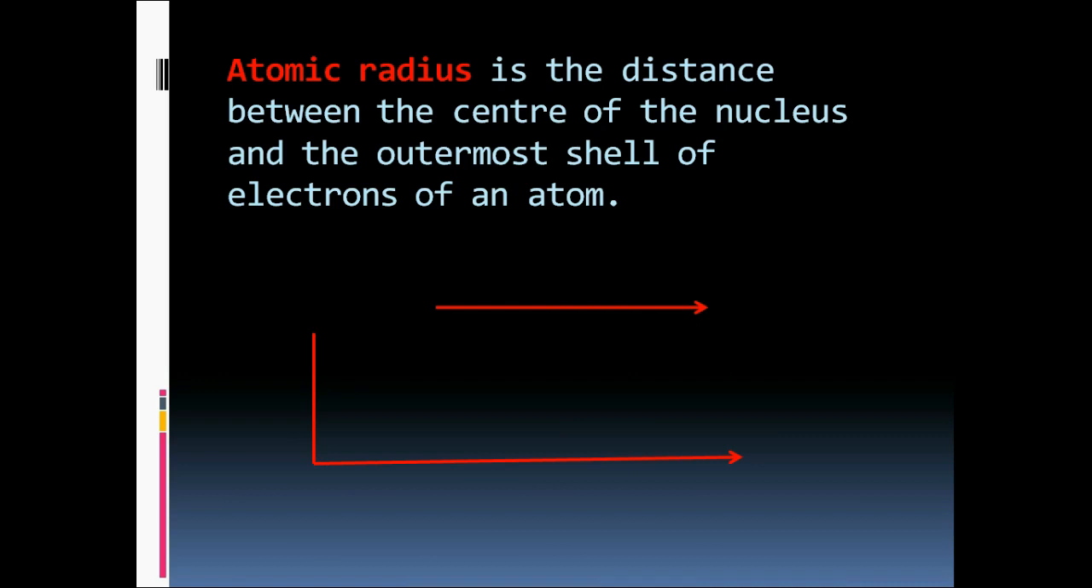Atomic radius. It is the distance between the center of the nucleus and outermost shell of electrons of an atom. It is often referred to as atomic size, as we know that the size of atom is very small. It is measured in angstrom or picometer.